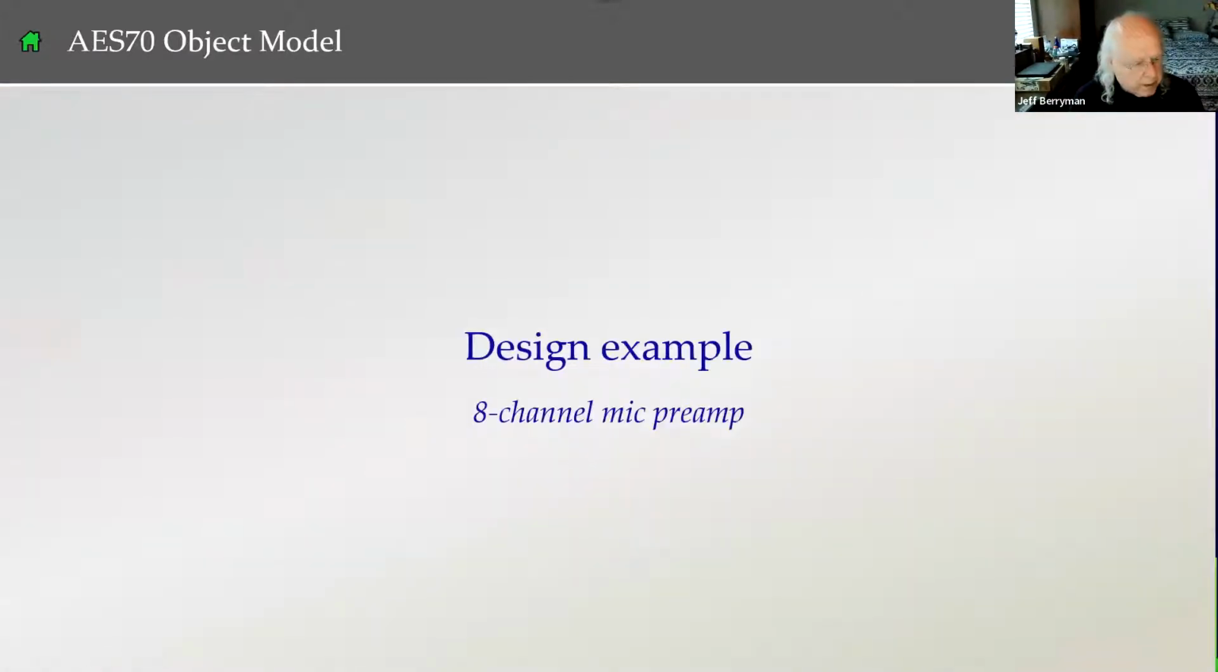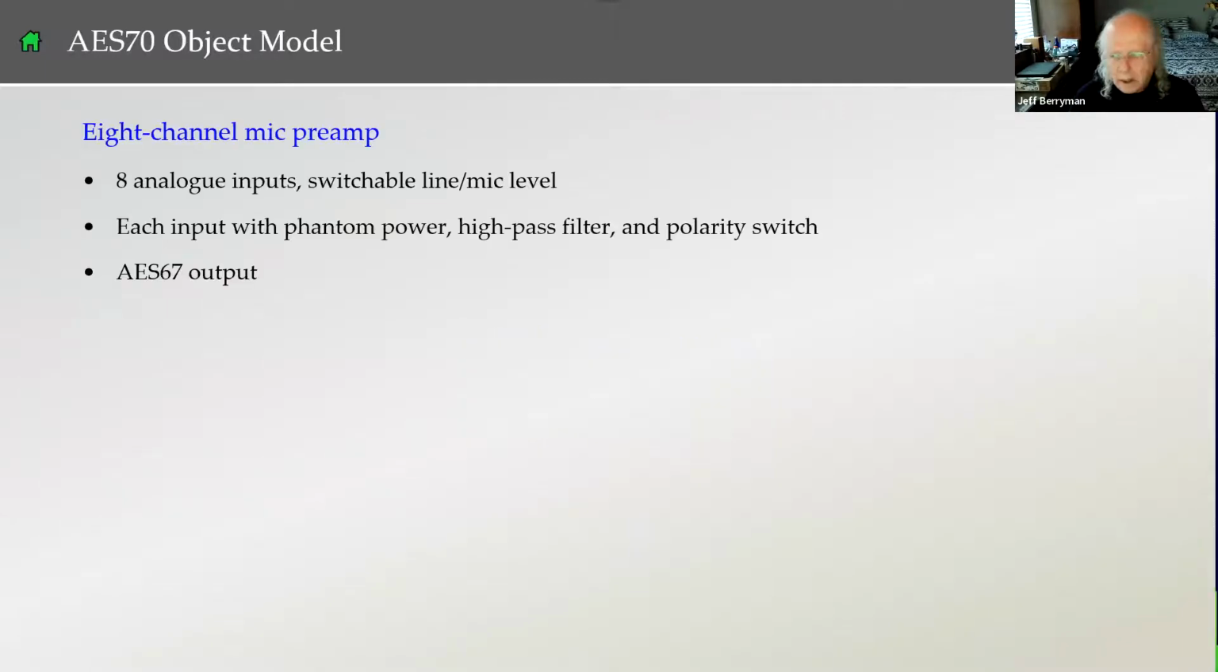We're now going to a design example. I've got about 8 more slides that matter. Let's design ourselves an 8-channel mic preamp. We have 8 analog inputs. They're switchable between line and mic level. Each input has phantom power, high pass filter, and polarity switch. And there's an Aes67 output. All right, that's our hypothetical product.